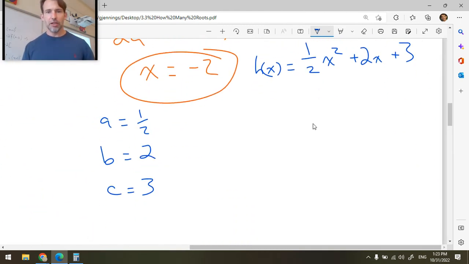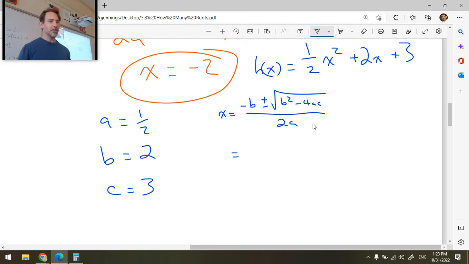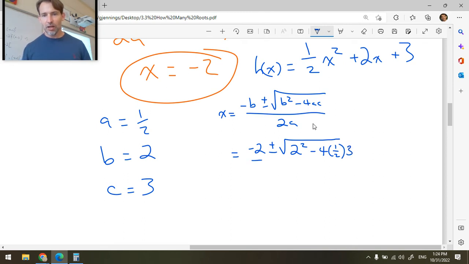And now copy the quadratic formula. x is equal to negative b plus or minus the square root of b squared minus 4ac, over 2a. And then substitute. So negative b, I have negative 2, plus or minus the square root of 2 squared, minus 4 times a times c, all over 2 times a.